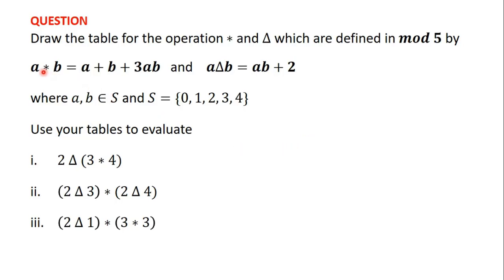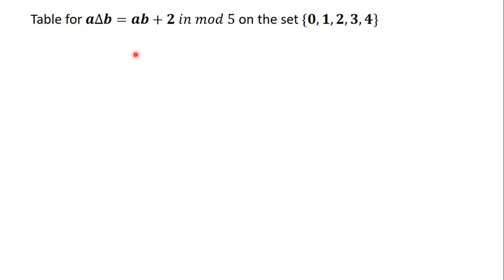We started solving this question in the previous video. We drew the table for star, which is defined as A star B is equal to A plus B plus 3AB mod 5 on the set 0, 1, 2, 3, 4. In this video, we are going to draw the table for the operation delta, which is defined as A delta B is equal to AB plus 2 mod 5 on the set 0, 1, 2, 3, 4.